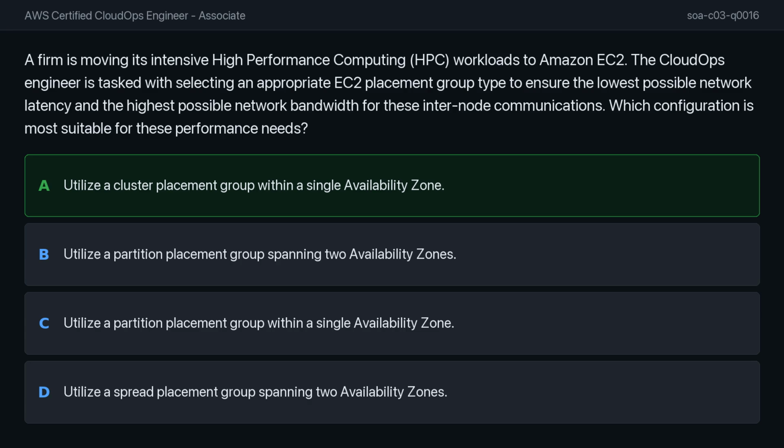Regarding the other choices, partition placement groups are designed for large distributed workloads that require isolation from hardware failures by spreading instances across logical partitions rather than prioritizing raw network speed. Spread placement groups are used to place instances on distinct hardware to minimize the impact of correlated failures. This approach increases overall availability, but does not focus on network speed. For HPC, always prioritize the cluster placement strategy.